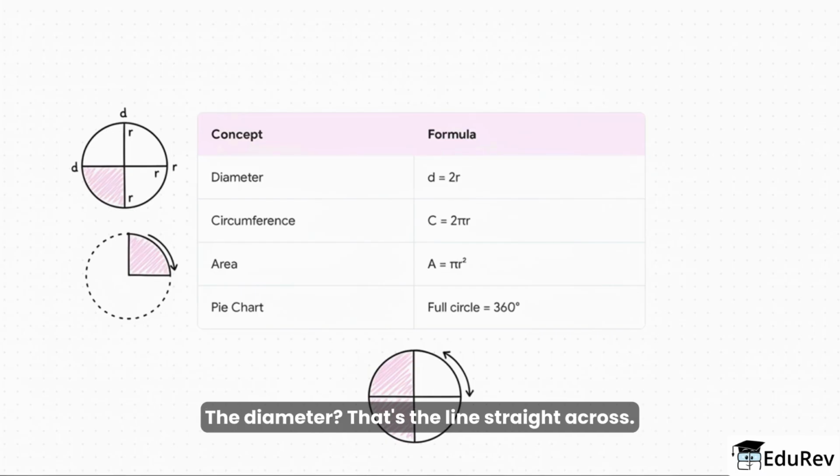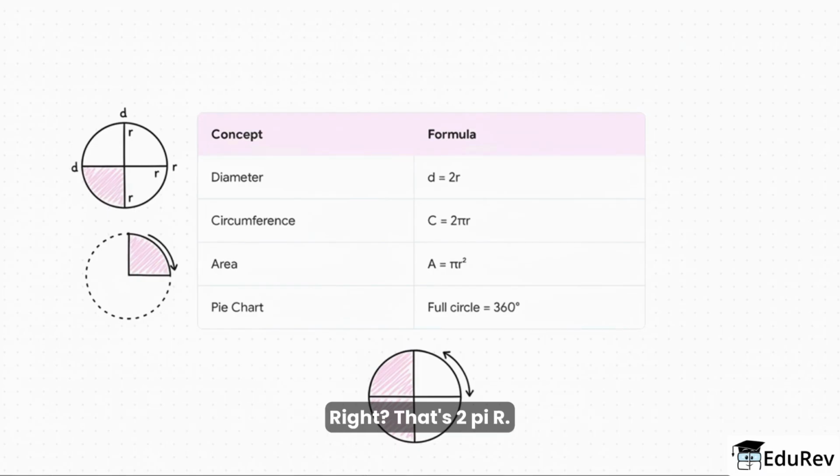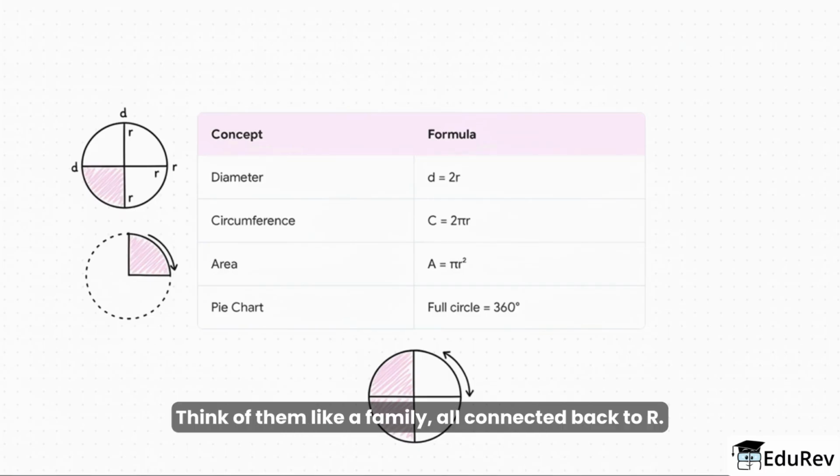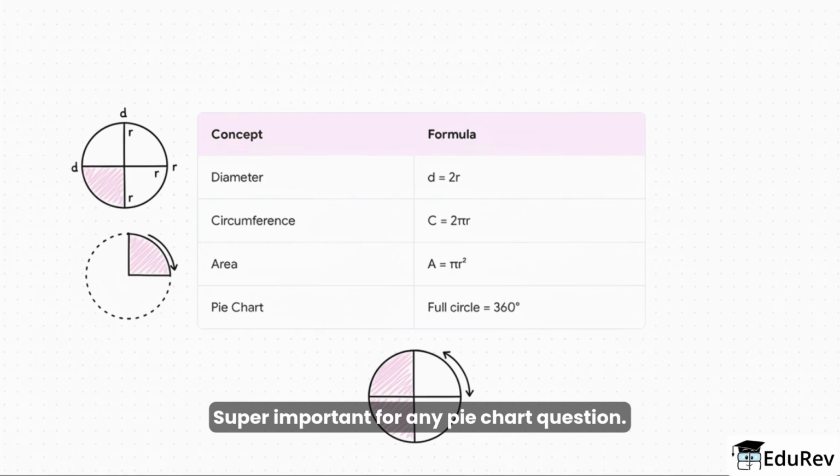The diameter, that's the line straight across, so of course it's just 2 radii, or 2r. The circumference, that's the path all the way around the edge, is 2 pi r. And the area, all the space inside, is pi r squared. Think of them like a family, all connected back to r. And don't forget a full circle is 360 degrees. Super important for any pie chart question.